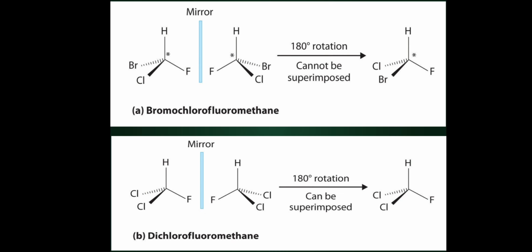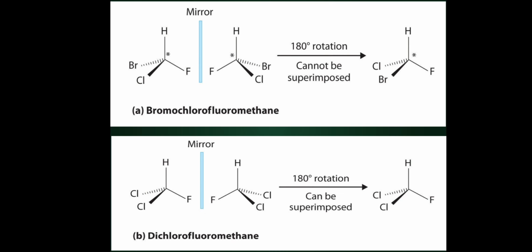For bromochlorofluoromethane, as you can see, if the structural formula is in the mirror, the formula is reversed, right? The reflection of the formula in the mirror is the same. But if you turn or rotate it by 180 degrees, you will see that the formula is not the same. So that means it cannot be superimposed, and it is included in the non-superimposable images.